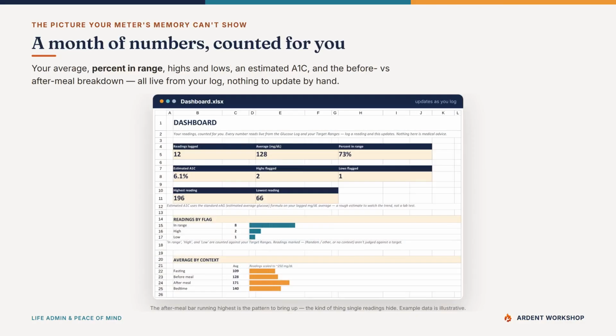The dashboard counts the month for you, your average, your percent in range, your highs and lows, and an estimated A1C, all live from your log. The before and after meal breakdown shows you where the trouble is. A high after meal bar is exactly the pattern a single reading hides.